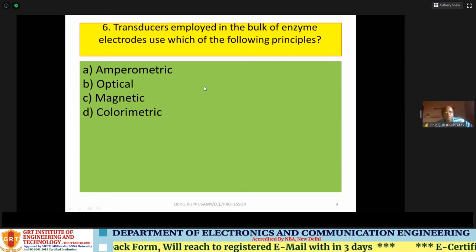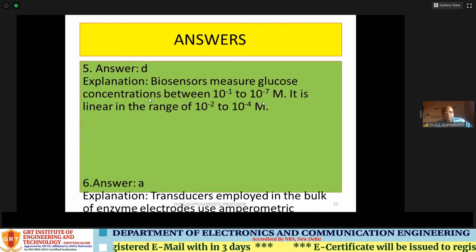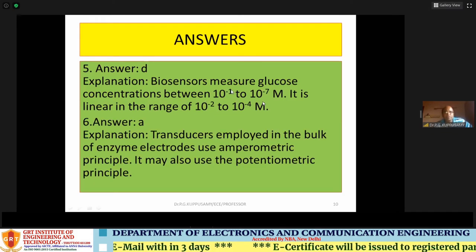So now I am going to answer questions number 5 and 6. Biosensors measure glucose concentration in the range of 10 power minus 2 to 10 power minus 4. That is the answer for the 6th question. A. Explanation: transducers employed in the bulk of enzyme electrode use the amperometric principle. It is also used for the potentiometric principle. So this is the answer for questions number 5 and 6.